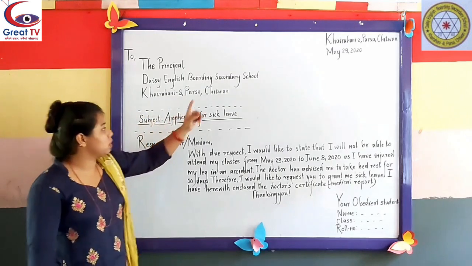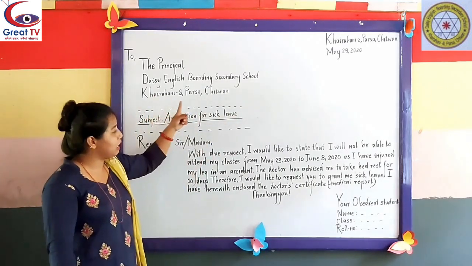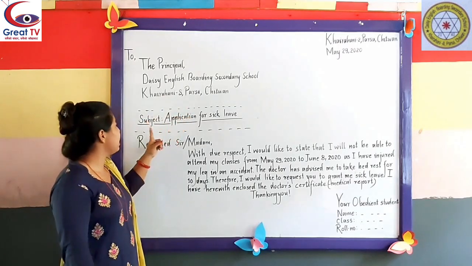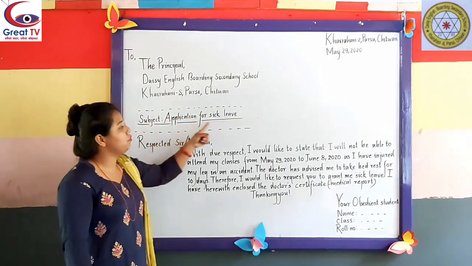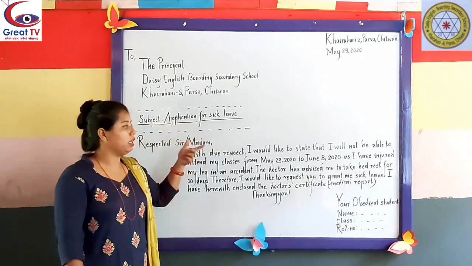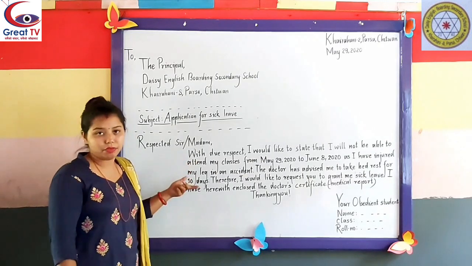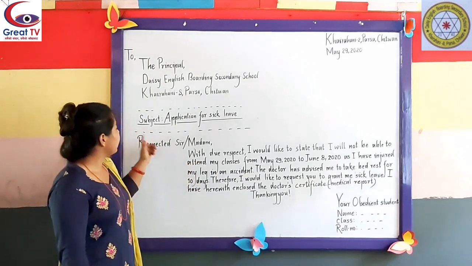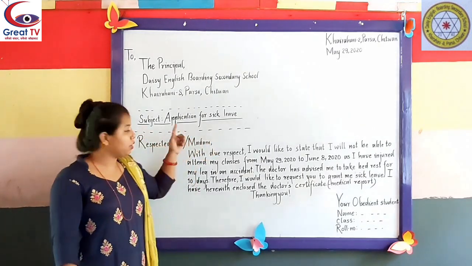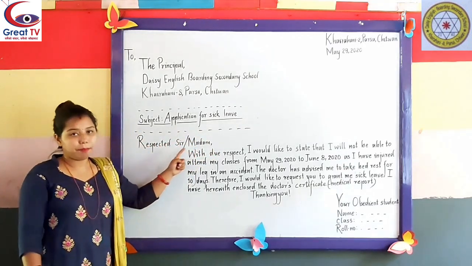Then dot dot dot dot dot. This means you have to leave a line. After writing this much, you have to leave a line here. Then you will write the subject, application for sick leave. The subject can be changed based on the reason you are asking for leave. Again you have to leave a line here. Then, respected sir or madam.